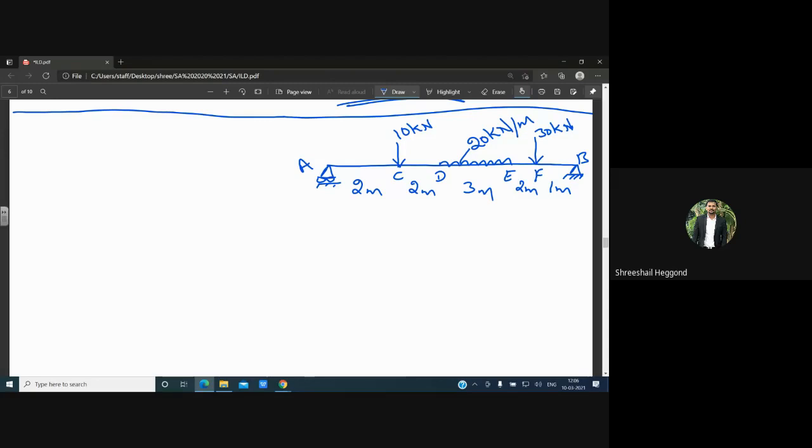We need to find out, calculate the reaction at A point, the reaction at B point, that is RA and RB, next the shear force at D point, and the bending moment at E point. This is all you need to calculate.